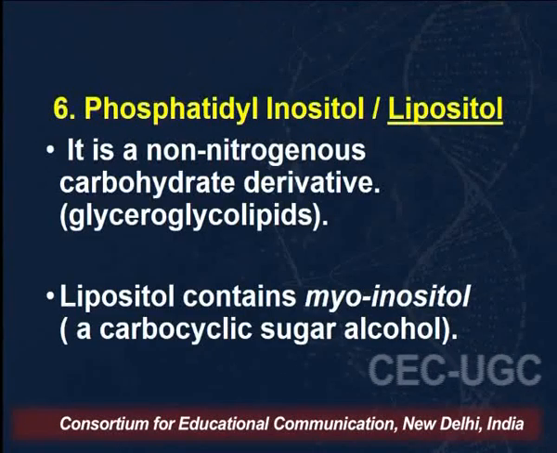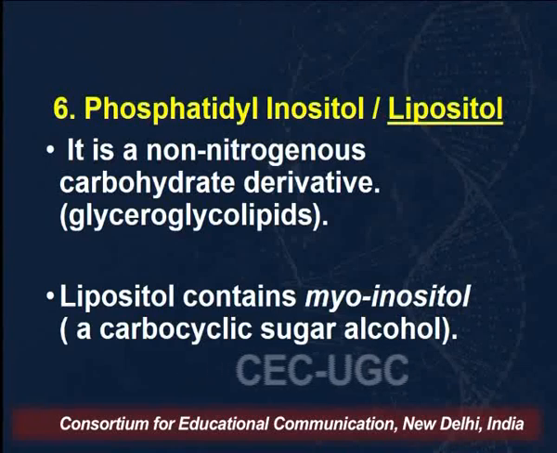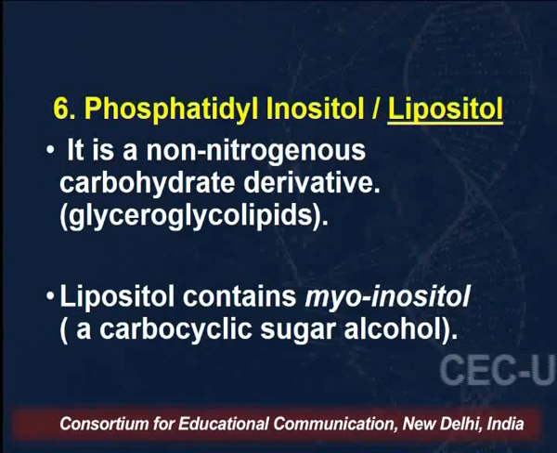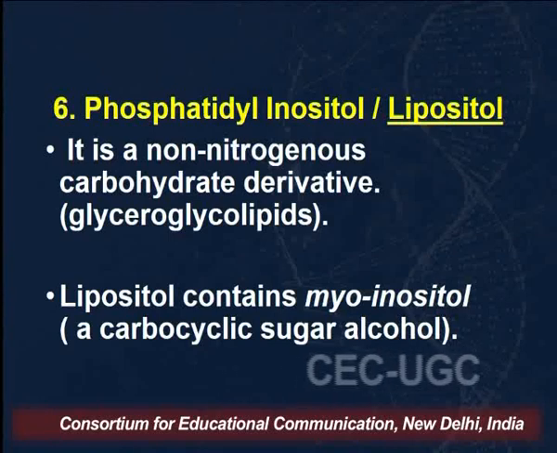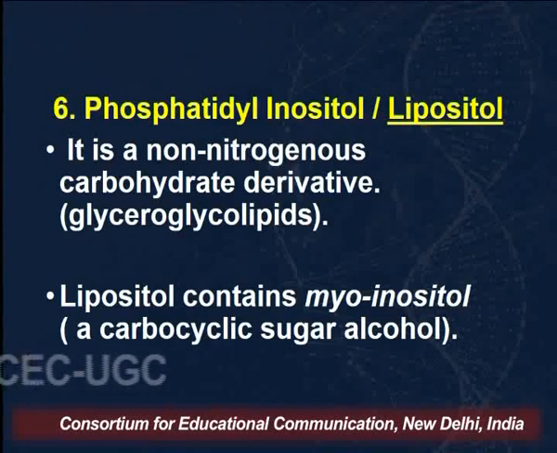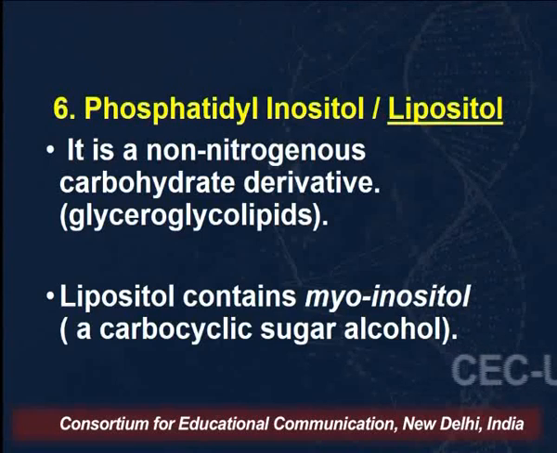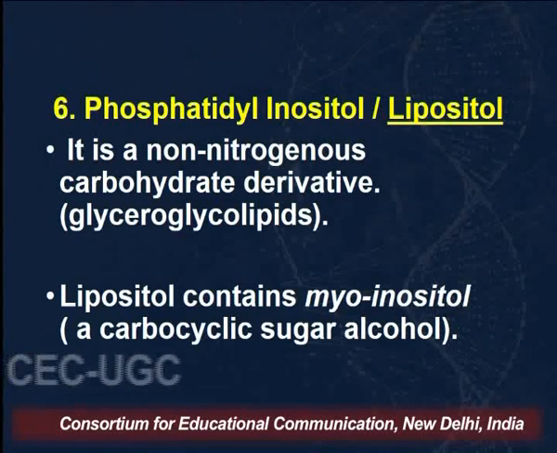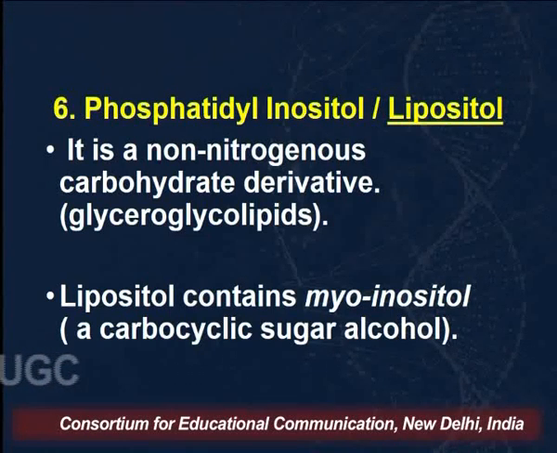Now another glycerophospholipid which is very important and which is a non-nitrogenous phospholipid, it is lipositol. Lipositol is made up of inositol. In it, the carbohydrate which is present is inositol. So what is lipositol? Lipositol is a carbohydrate derivative. So we do not have nitrogenous bases like serine or ethanolamine in it. What do we have in it? We have a carbohydrate moiety in it.